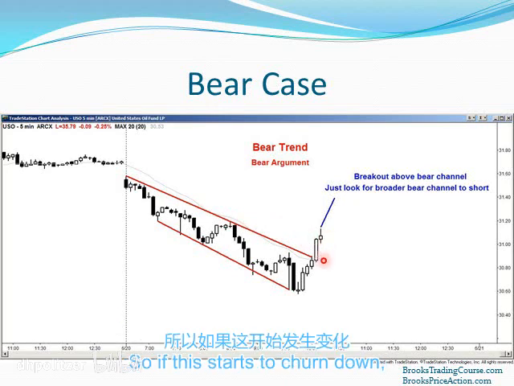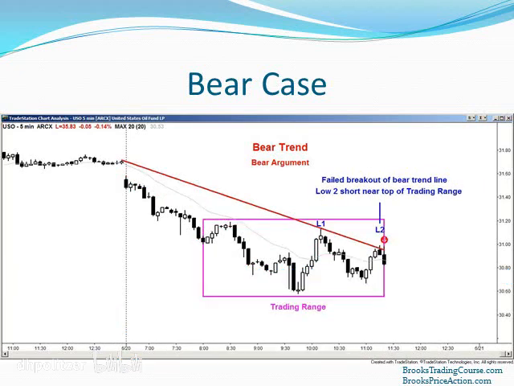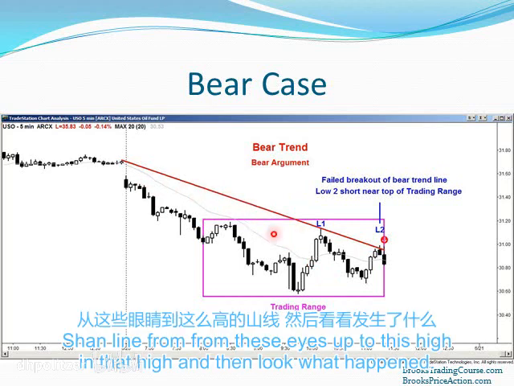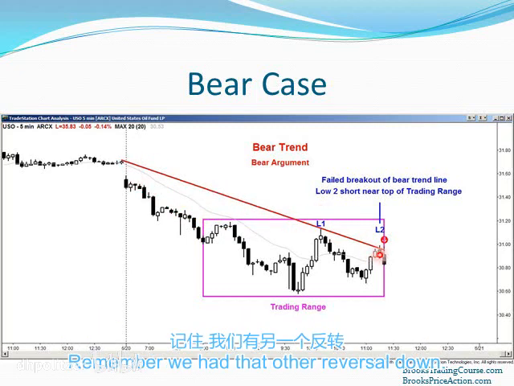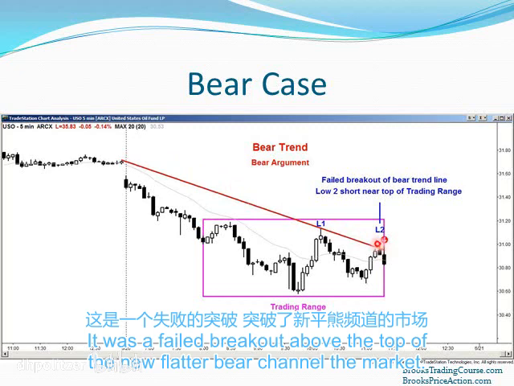So if this starts to turn down, they'll take this bear trend line, instead of anchoring it up here, they'll take this anchor and put it up here and just look at the whole thing as a possible broader bear channel. All right, so that's what they did. They moved their trend channel line from these highs up to this high and that high, and then look what happened. Remember we had that other reversal down? Well, that other reversal down was at this new trend channel line. It's a failed breakout above the top of the new flatter bear channel.